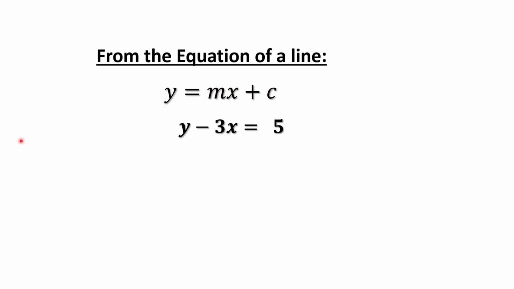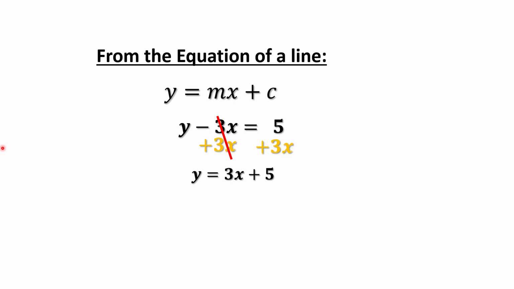Now to do this, I'll need to move the negative 3x to the other side. I'll do plus 3x on both sides. Why? To cancel this 3x. So the minus 3x cancels the plus 3x. On the left side, we just have y.